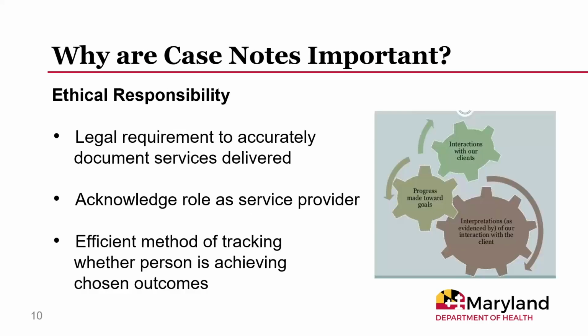Good documentation supports the participant and their chosen team, including providers selected, to achieve the person's chosen outcomes. When documentation isn't specific and thorough, planning can be inadequate and result in the person not moving along the trajectory toward living their good life. The CCS has an ethical responsibility to accurately document services delivered. As you are a conflict-free provider responsible for efficiently tracking whether a person is achieving those chosen outcomes, thorough receipt of waiver services must be documented.